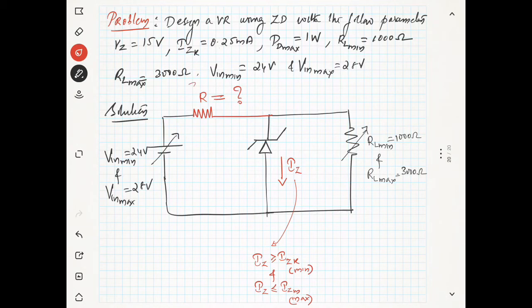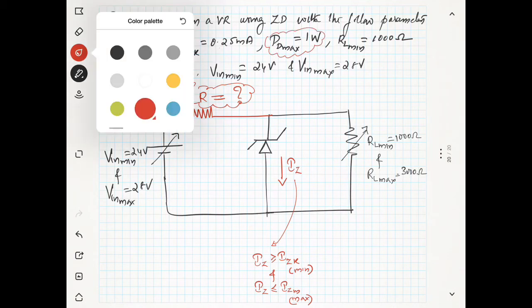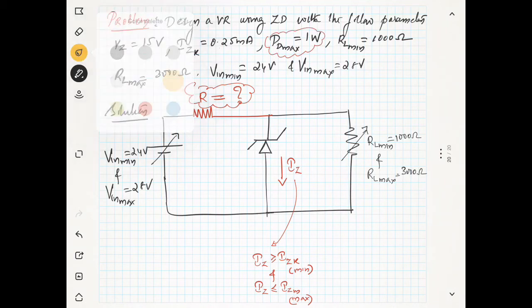Okay, so in this design problem the main objective is to find out the value of R. Now IZM is not directly given, but something is given which is known as PD max. So we have PD max which is equal to 1 watt. We have VZ. What is VZ? VZ is also given, VZ equal to 15 volt.